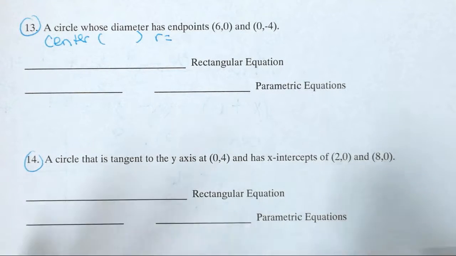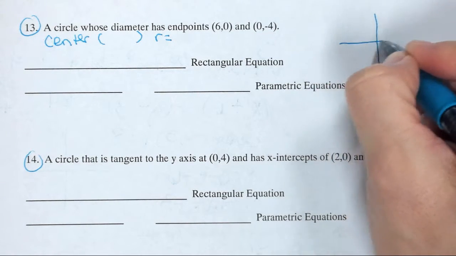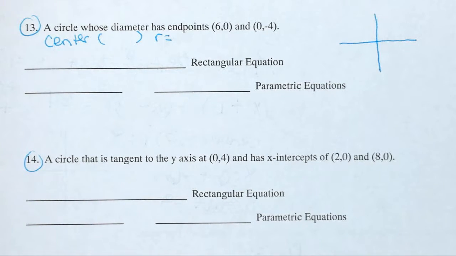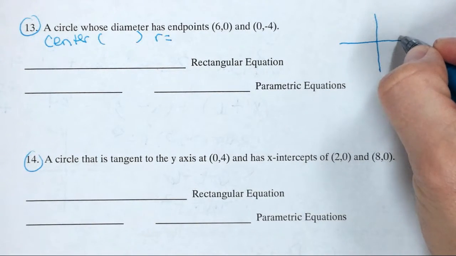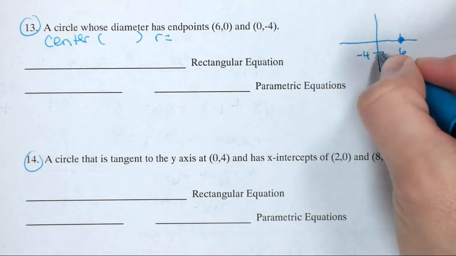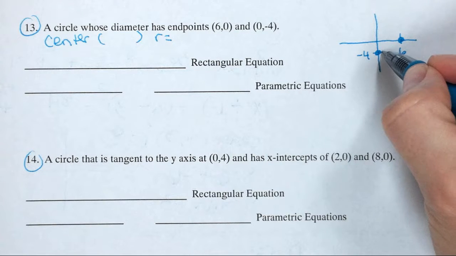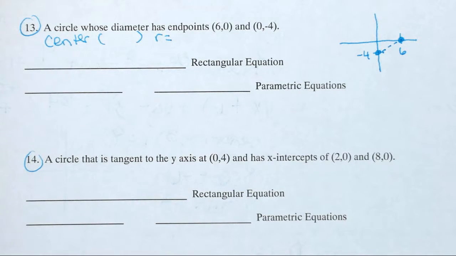So let's go graph it so I can see how big it is. I'm going to come up here to the side and do a little scratch work. This is going to require some thought, guys. I've got a point at (6, 0) and a point at (0, -4). The distance between these two points is my diameter.